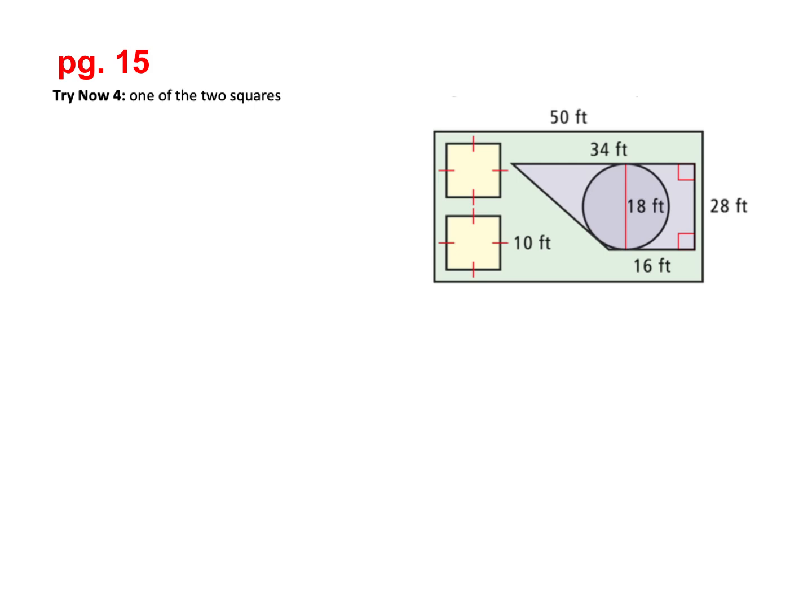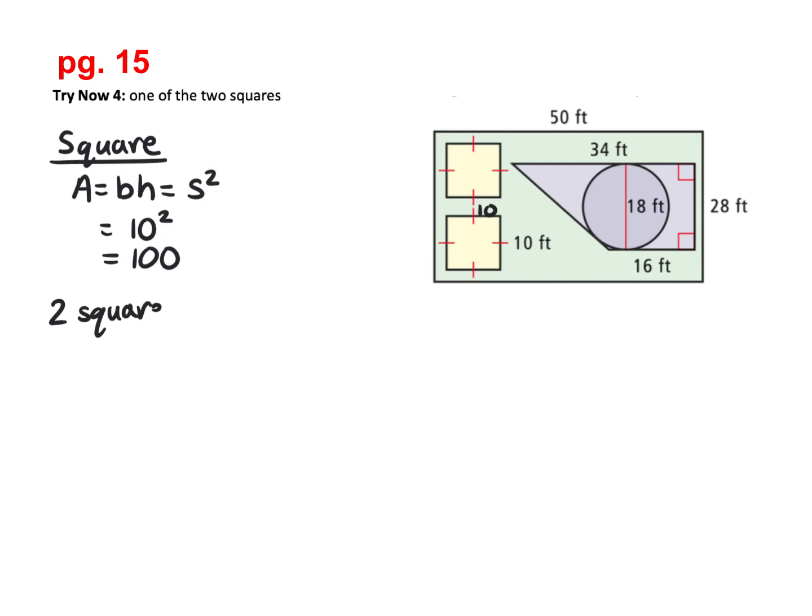Here's a try now example. In this try now example, it's the same exact diagram, but we want to find the probability that it's in one of the two squares. So that means that it can be in either of the squares. So for the area of a square, we know a square is just the same as a rectangle, base times height, or side squared, because it's a square. Both sides are the same, so both sides are 10. So I'm going to take 10 times 10, or 10 squared, and the area of a square is 100. For two squares, because I don't care which square it's in, the area is just going to be double that. So 2 times 100 is 200.